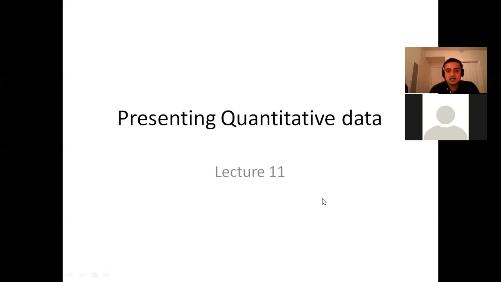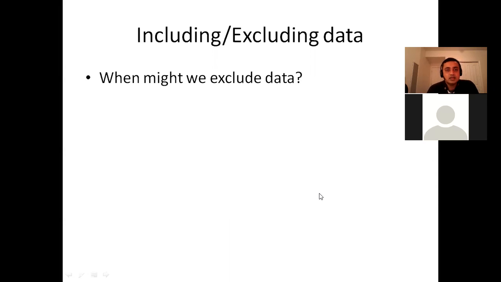Presenting quantitative data. Even when we present quantitative data, oftentimes there are reasons for excluding some data. When do you think we might exclude data from a set of information? Let's say we're looking at surveys and we're collecting numerical information. Are there reasons when we might exclude data? What are different reasons that we might have?